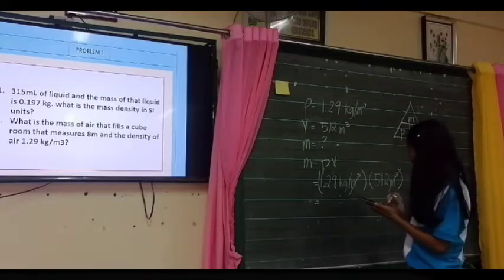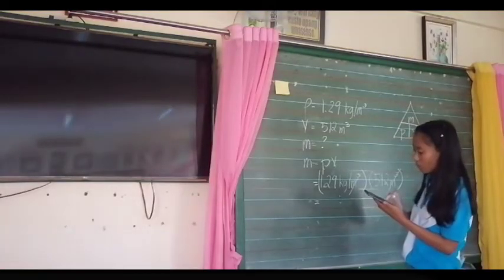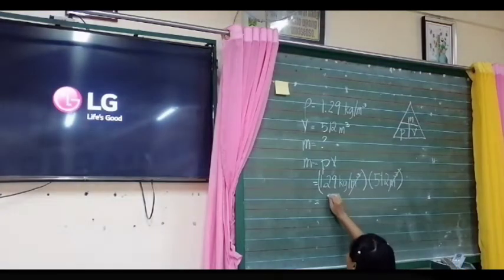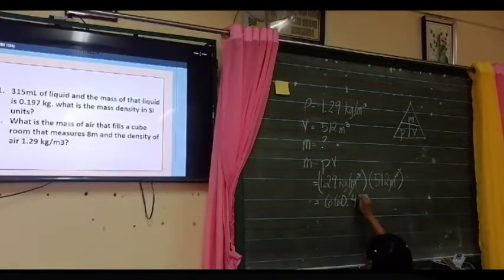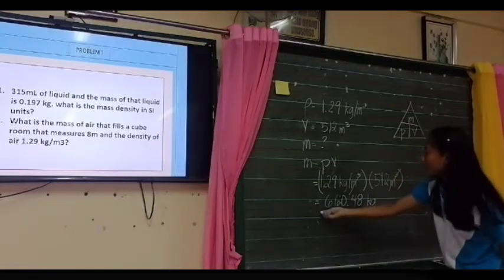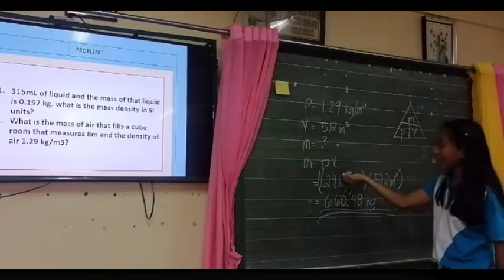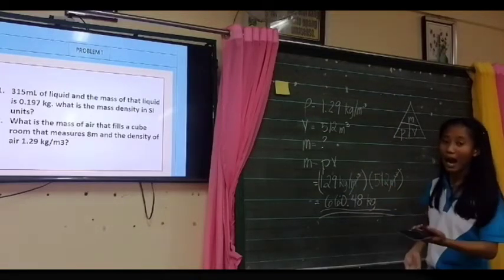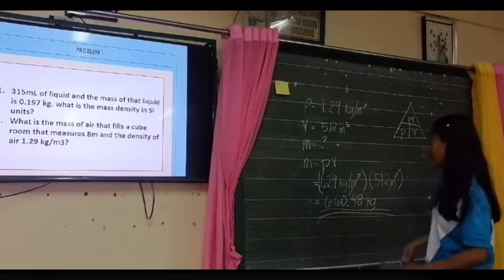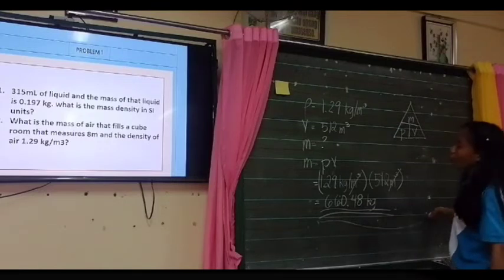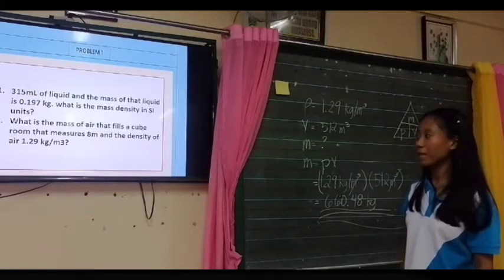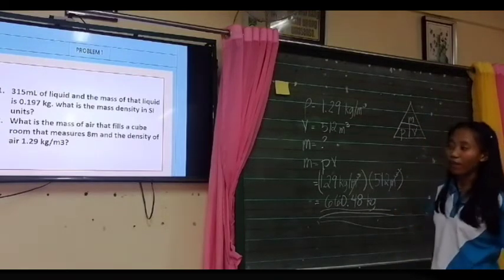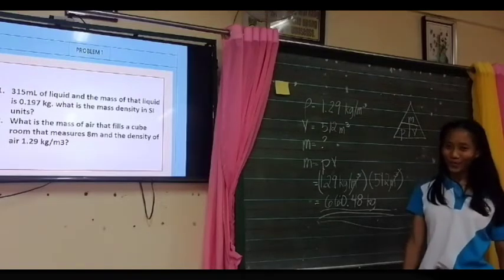So, 1.29 multiplied by 512 is equal to 660.48 kilogram. Kilogram ang unit niya kasi yun na lang natira at ang unit ng mass ay kilogram or gram. So this is the answer for the mass of the air that fills a cube room that measures 8 meter and the density of air is 1.29 kilogram per cubic meter.